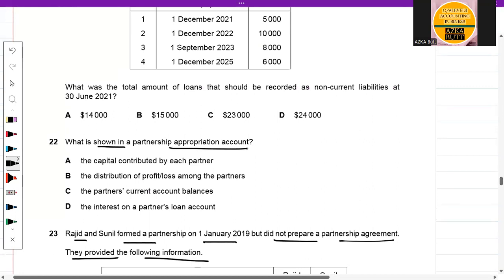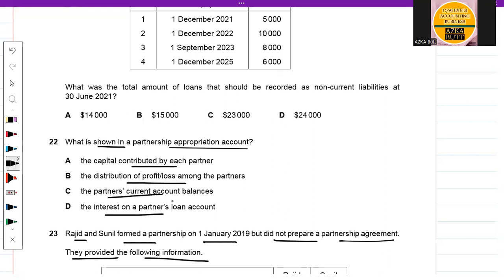So what is shown in a partnership appropriation account? Okay. The options are: capital contributed by each partner, distribution of profit and loss among the partners, partners' current account balances, and interest on the partner's loan account. Basically, a partnership appropriation account is an account that shows how the profit or loss of the partnership is distributed among the partners. So it typically includes profit or loss for the period, interest on capital, partnership salaries, and distribution of profit or loss among partners according to their profit sharing ratio. This account is prepared after the profit or loss has been calculated in the profit and loss account, and it shows how the profit or loss is allocated to each partner.